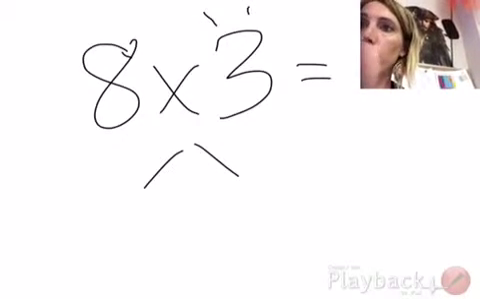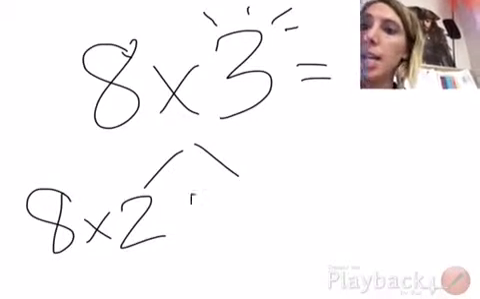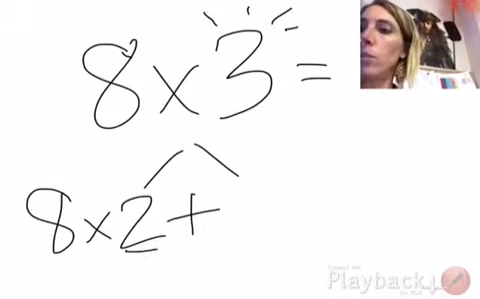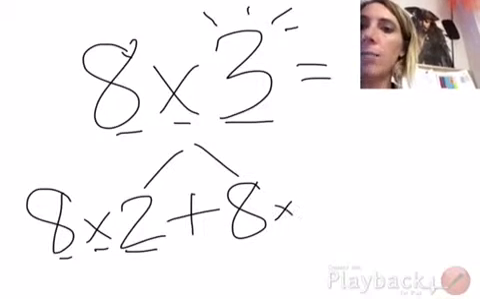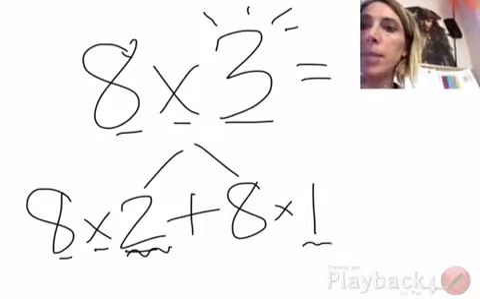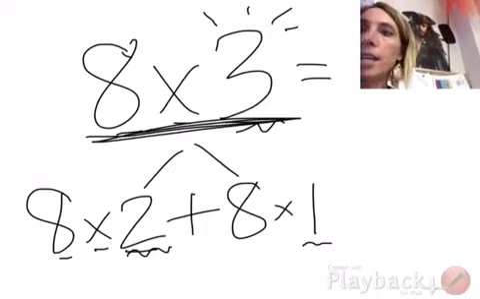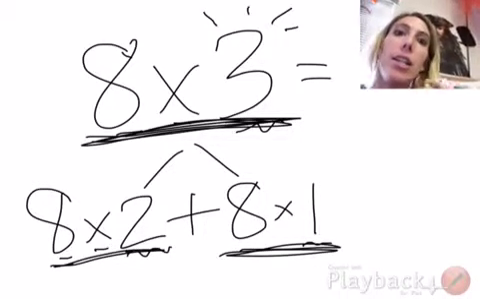We want that 3 to be a 2, so I'm going to make it a 2. So instead of 8 times 3, I'm going to do 8 times 2. And add on what? Well, I don't want 2 of the 8's. I want 3 of the 8's. So I need to add on how many more 8's to this? Well, I have 2 of them. I need 1 more of them to make 3. Okay? So now I've broken this one problem up into 2 multiplication problems that are easier for me to do in my head.